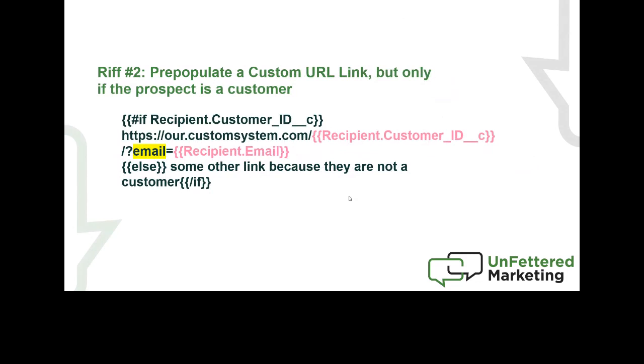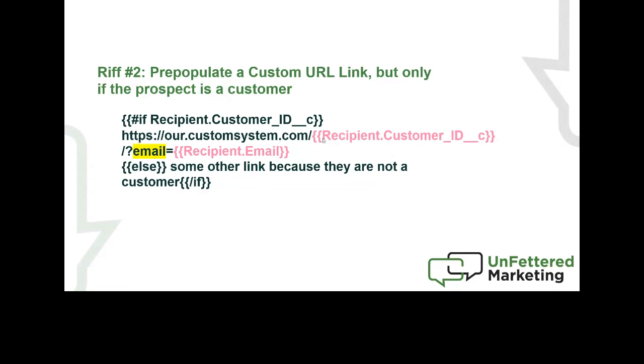pre-populating a customer URL, but only if the prospect is a customer. This was one of my clients. They had a custom system where it had the recipient's customer ID as part of the link, so that we pre-filled this into the URL from their prospect field. If they didn't have one of these, they're obviously not a customer, so we showed them something else.